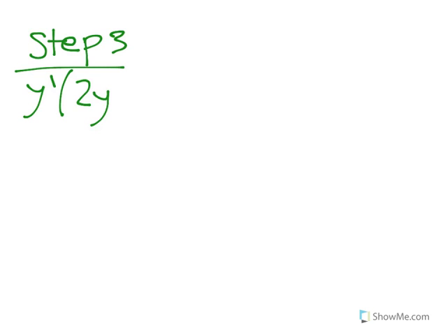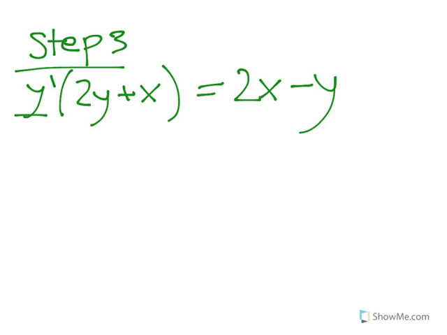Okay, so step 3 is factoring out the y prime. So you go y prime times 2y plus x, because you just factored this out, and then that will just equal the same thing, so it equals 2x minus y.